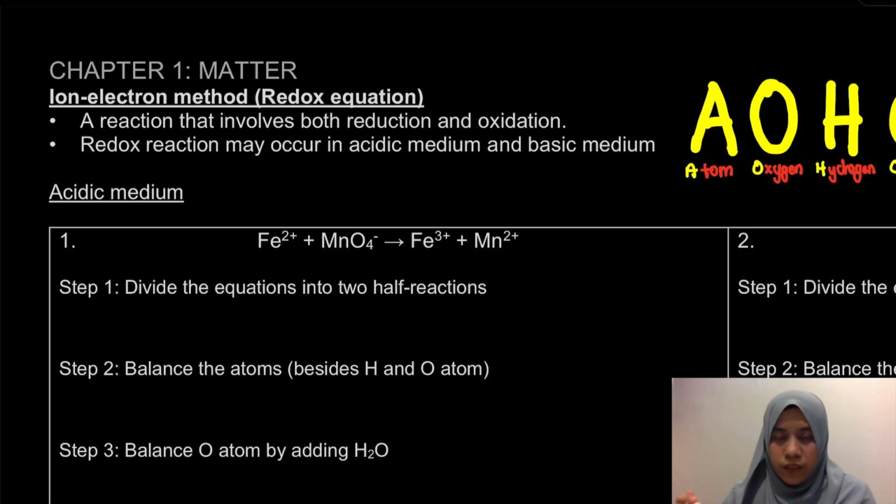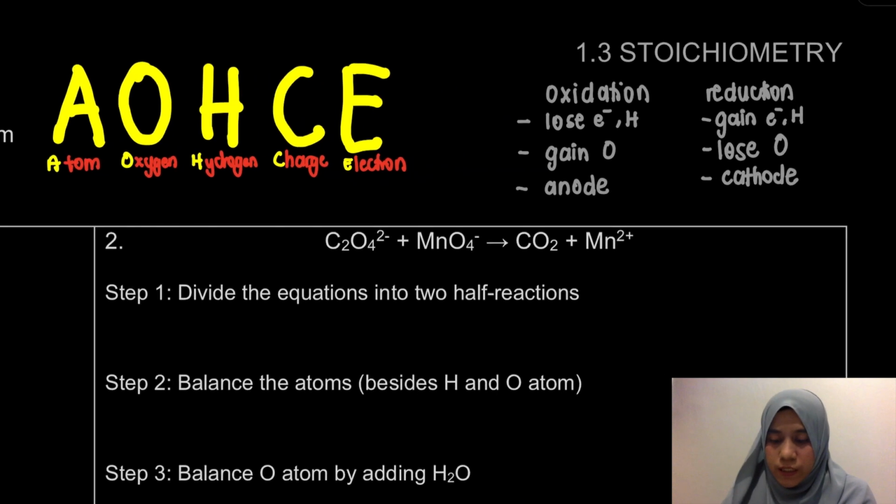This one is just a bit of revision. What is reduction? What is oxidation? Oxidation is the loss of electron and hydrogen, where we gain oxygen, and this reaction occurs at the anode. Reduction is the gaining of electron and hydrogen, where we lose our oxygen, and the reaction occurs at the cathode. This one is not important yet. You don't have to memorize this. We're going to learn it in more detail during semester 2. So right now it is just a bit of revision for you.